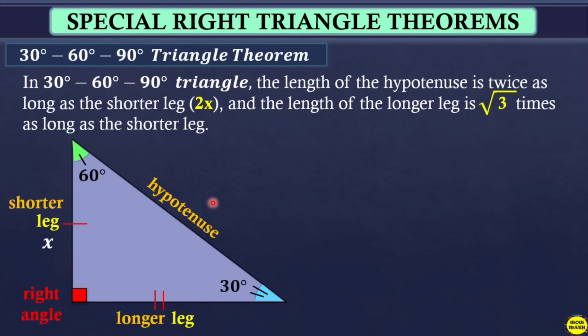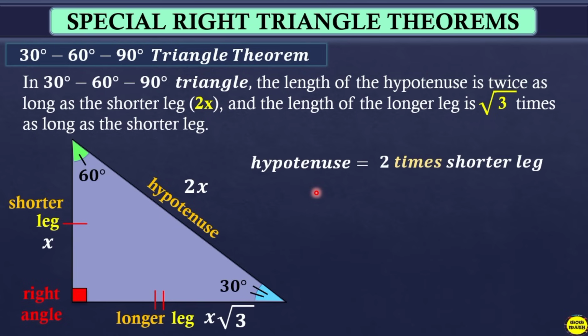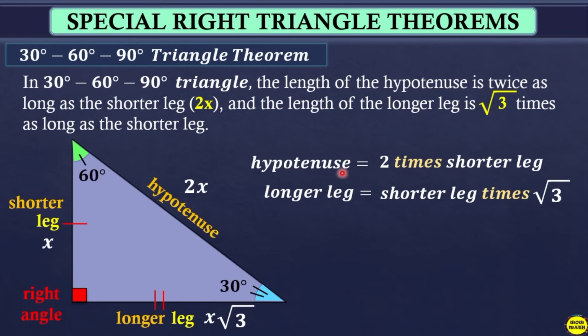Okay? So, para mahanap ang hypotenuse, let us represent the leg as x. So, for us to find the length of the hypotenuse, this is always twice the leg. So, since ni-represent natin ang leg as x, so 2x. And then for us to find the length of the longer leg, this is the shorter leg times square root of 3. So, what is the formula? We have hypotenuse is equal to 2 times the shorter leg. And then for us to find the longer leg, that is the shorter leg times square root of 3. So as you can see, naka-base si hypotenuse at si longer leg kay shorter leg. So dapat alam natin kung alin ang shorter leg.